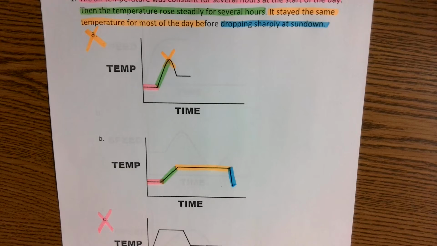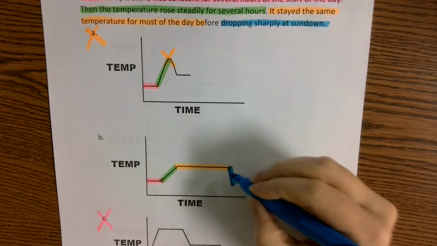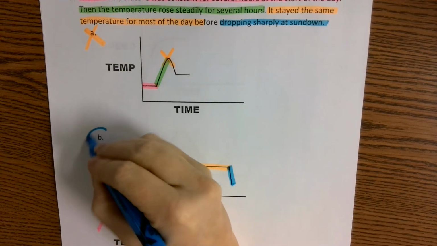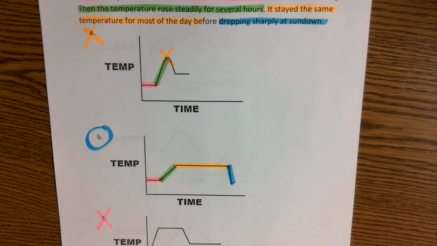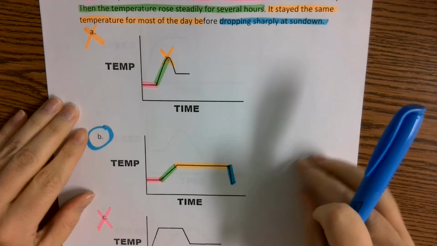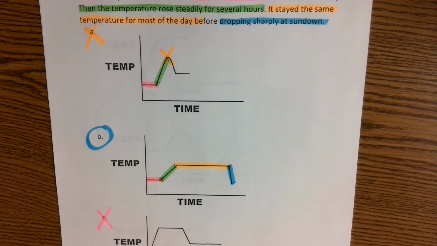Not exactly vertical, because a vertical drop would mean that it goes from this temperature to this temperature with no time changing. That's not possible. There has to be some time that's elapsing for there to be a change. So it does show a sharp drop. That's how you do graphing stories. You're matching up each sentence structure to a graphical change.